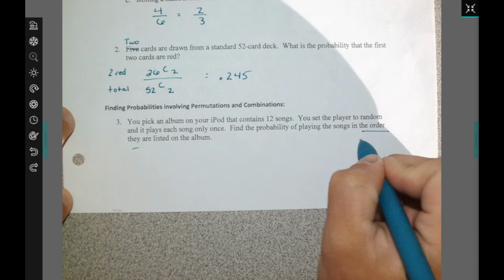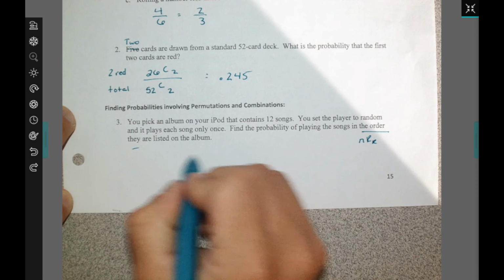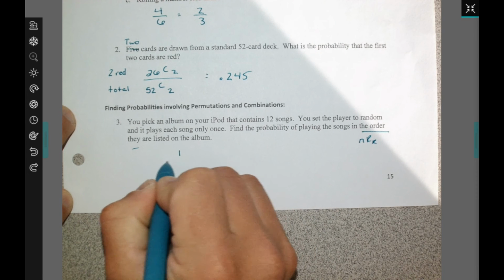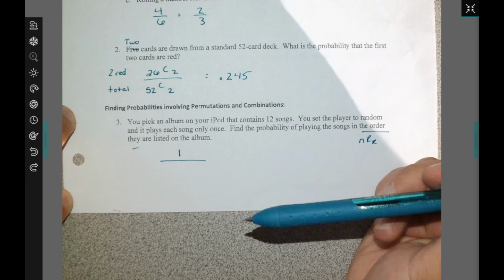Okay, so here we go, order. That tells me that's going to be an nPr, that they are listed on the album. Well, there's only one way you could play the songs in order. So that's my one outcome up here. There's only one way you could play songs 1 through 12.